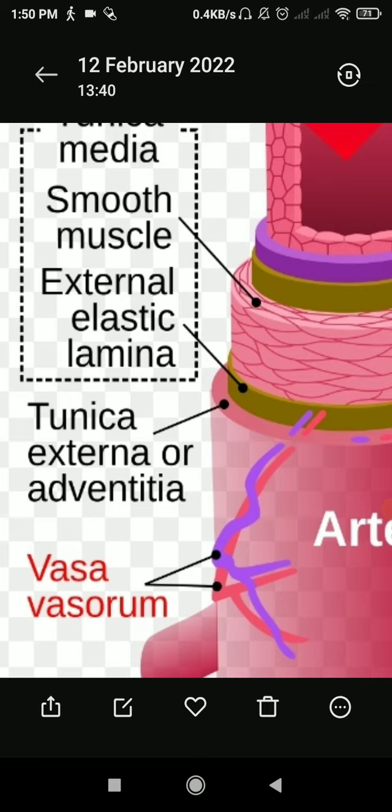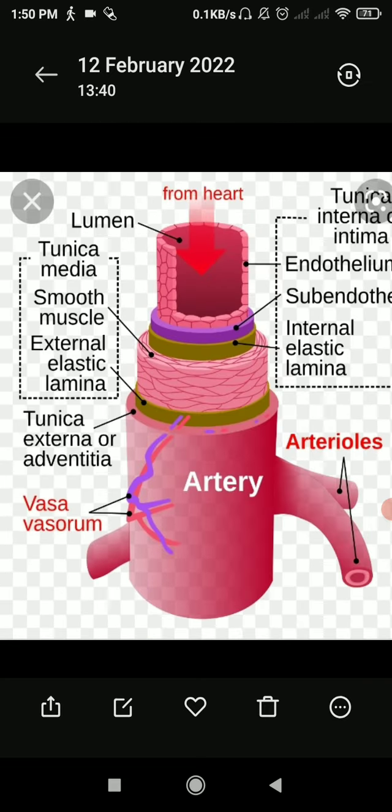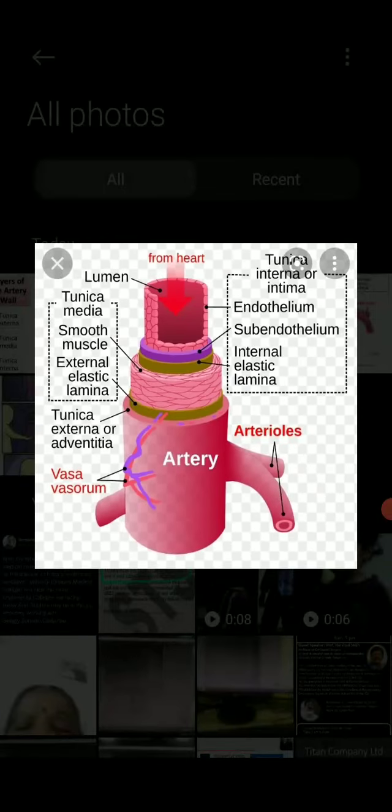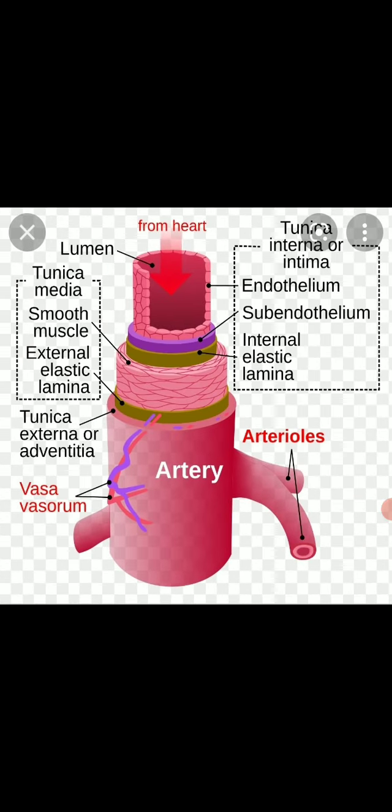So what is that requirement? When parasympathetic nervous system will activate, the blood vessel will dilate. When sympathetic nervous system will activate, the blood vessel will constrict. That is caused by autonomic nerves called as vasa nervorum.